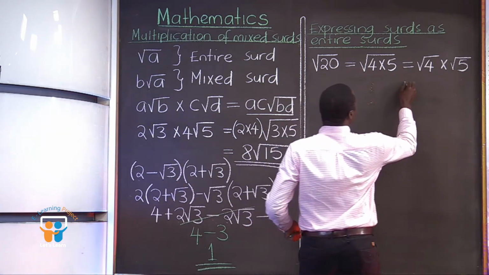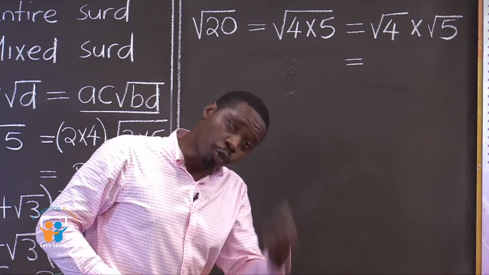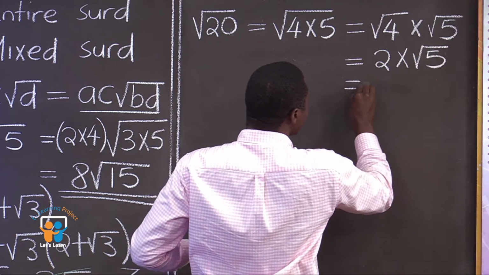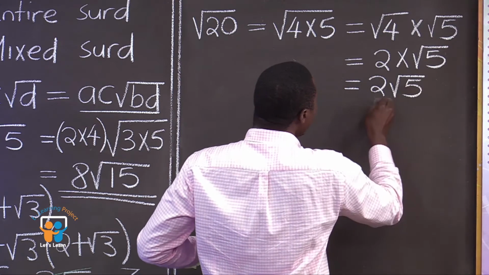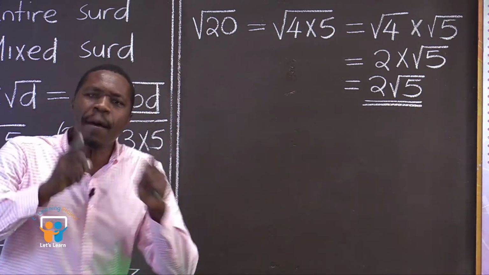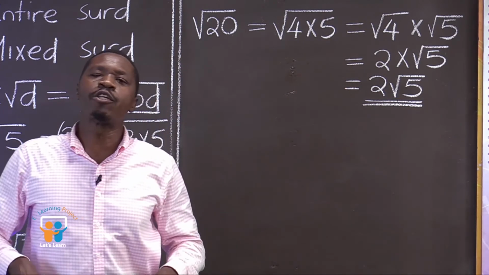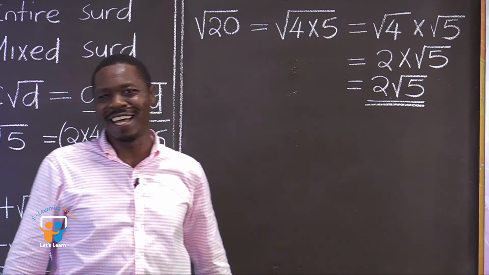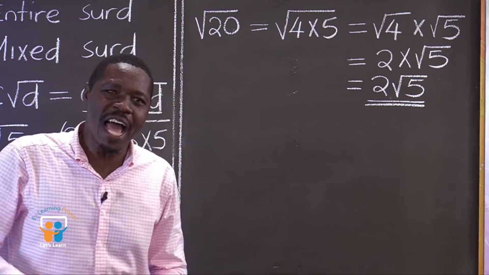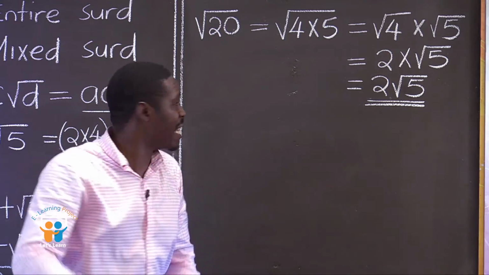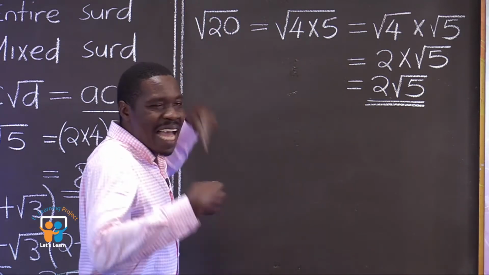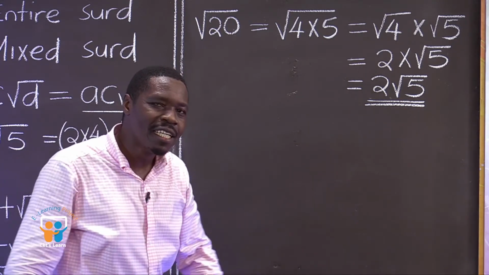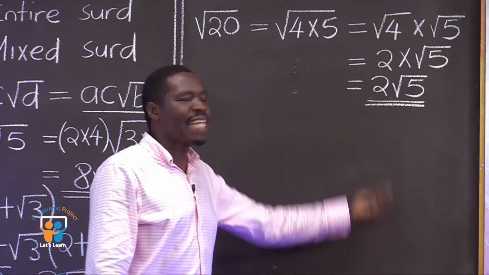Now, the root of 4 is 2, so we have 2 times root 5, which gives us 2 root 5. Now, what am I trying to teach here? Suppose you have 2 root 5, and they ask you, what surd was simplified so as to give us this as the final answer? Which number did we simplify to give us 2 root 5? That's why I'm saying expressing a surd as an entire surd. Actually, it should have been expressing a mixed surd as an entire surd.